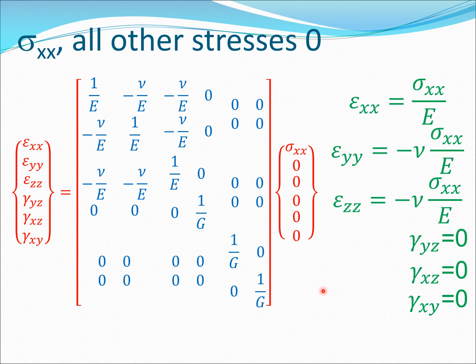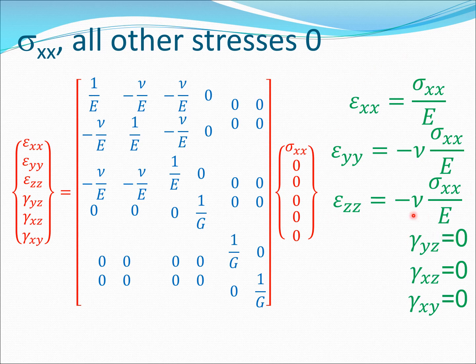Now we can get a lot of information out of this matrix. For example, if we want to figure out how we could actually estimate values of E and G, we can do it from this particular matrix given here. So let us assume that only sigma xx is present and all the other stresses are zero. In which case I get a very simple equation. So I get epsilon xx is simply 1 by E sigma xx. I get epsilon yy is minus nu by E sigma xx, and I get epsilon zz is minus nu by E sigma xx.